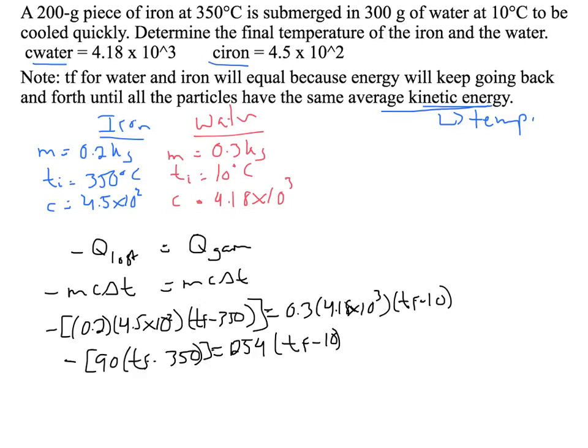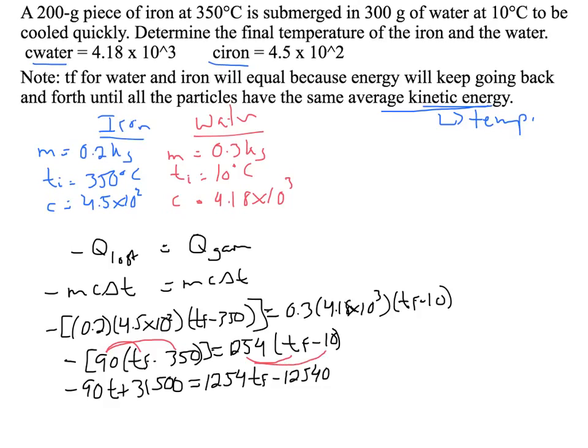You do your rearranging. You're going to multiply this 90 through. You're going to end up getting negative 90 TF plus 31500 equaling 1254 TF minus 12540. And that's just me multiplying through. I'm going to take the 90, multiply it there, the 90, multiply it there, the 1254 there, and there.